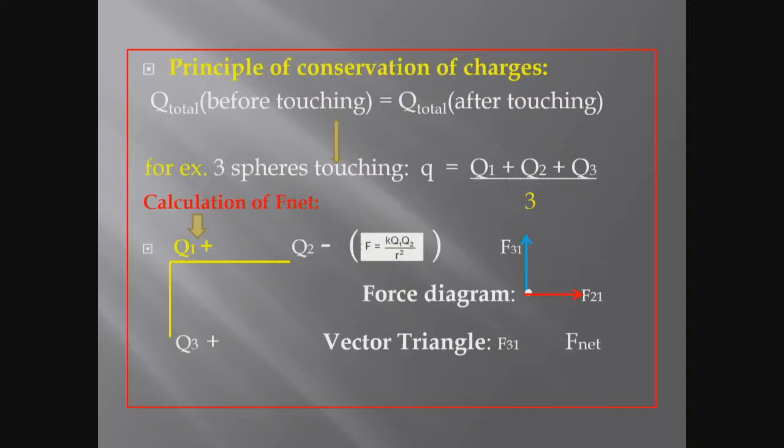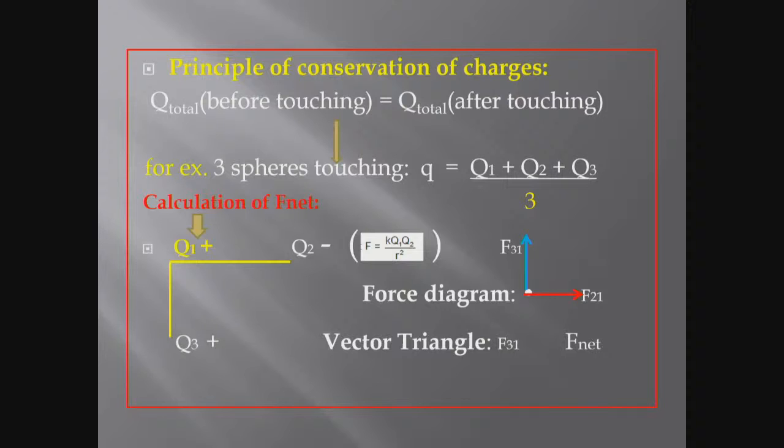And now I've indicated to you if the charge is positive or negative. So Q1 is positive, Q2 is negative, and Q3 is positive. That is very important to know, the charges of the spheres, if it's positive or negative. Now, what you are going to do, you are going to apply Coulomb's law to calculate the force between Q1 and Q2. And also you apply Coulomb's law to calculate the electrostatic force between Q1 and Q3.